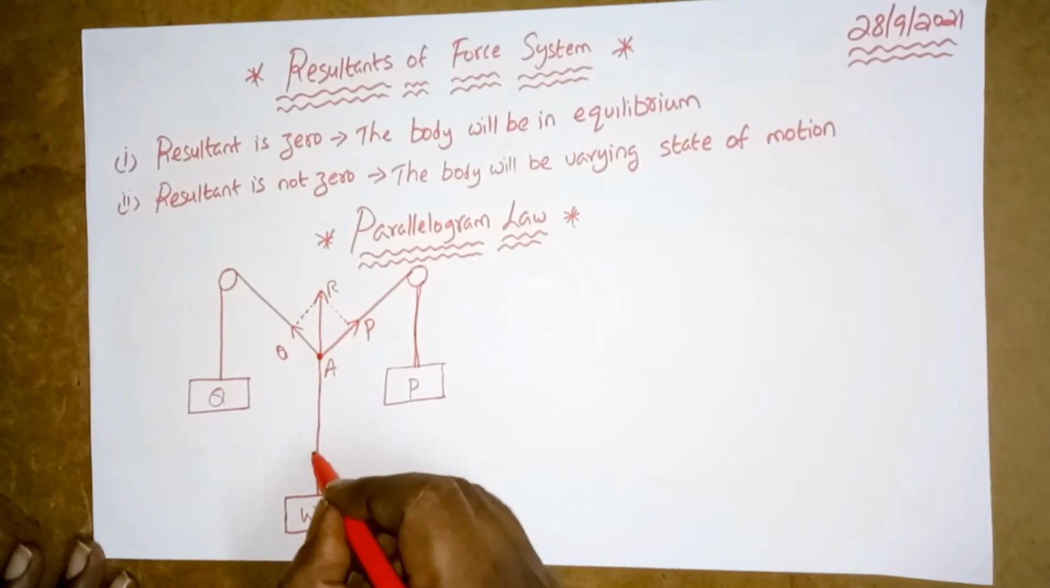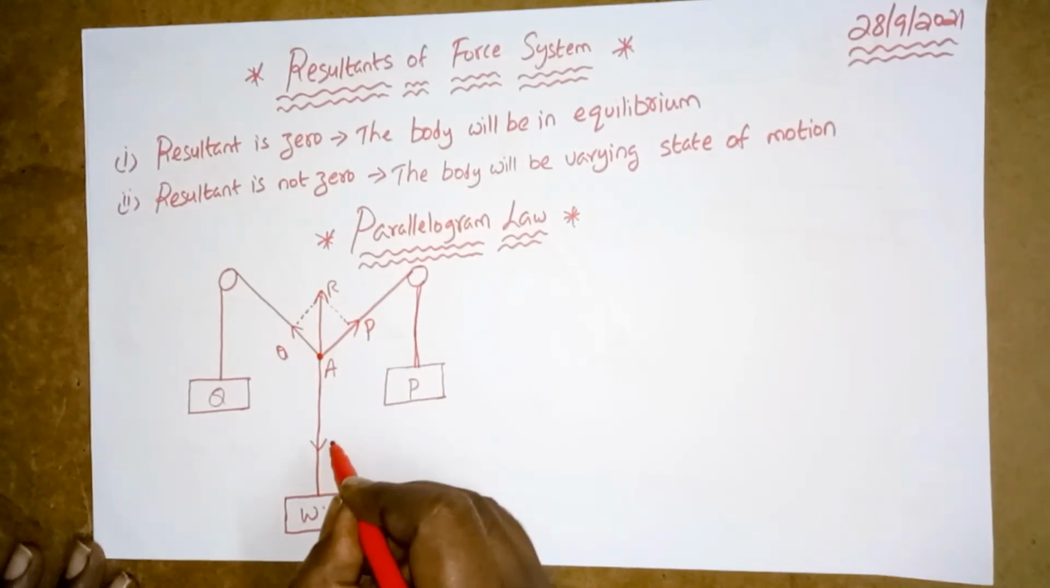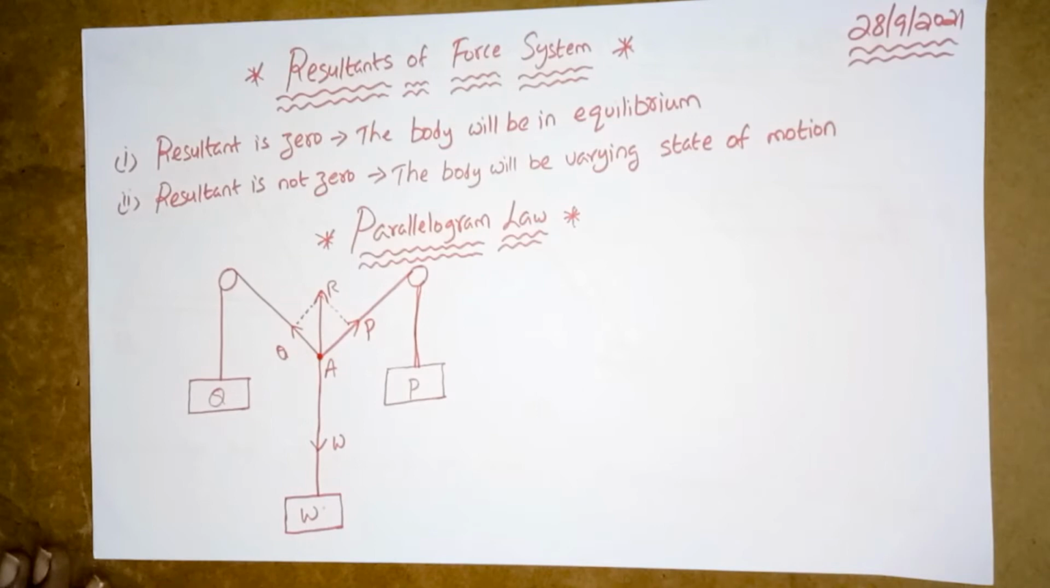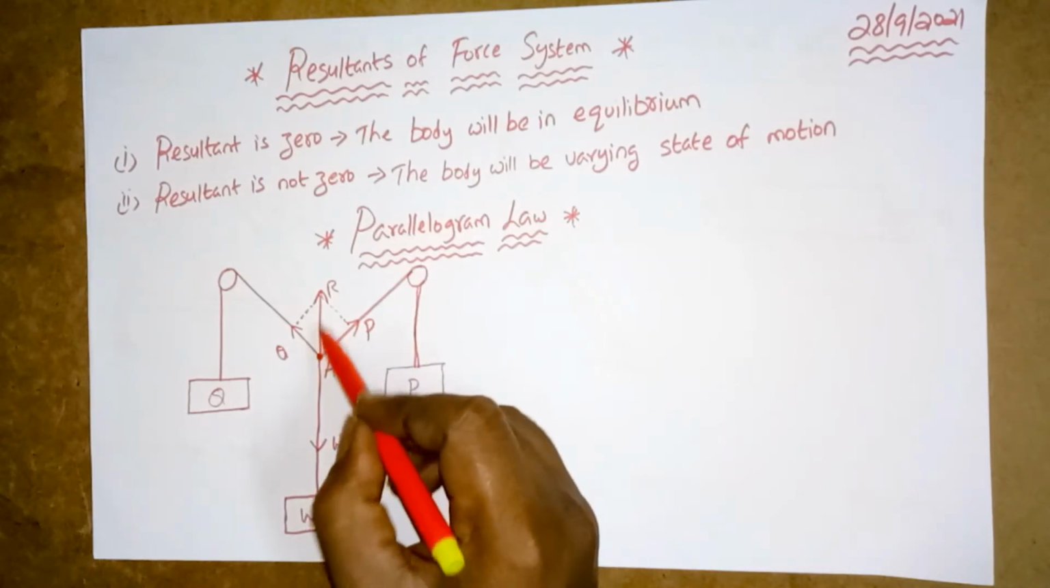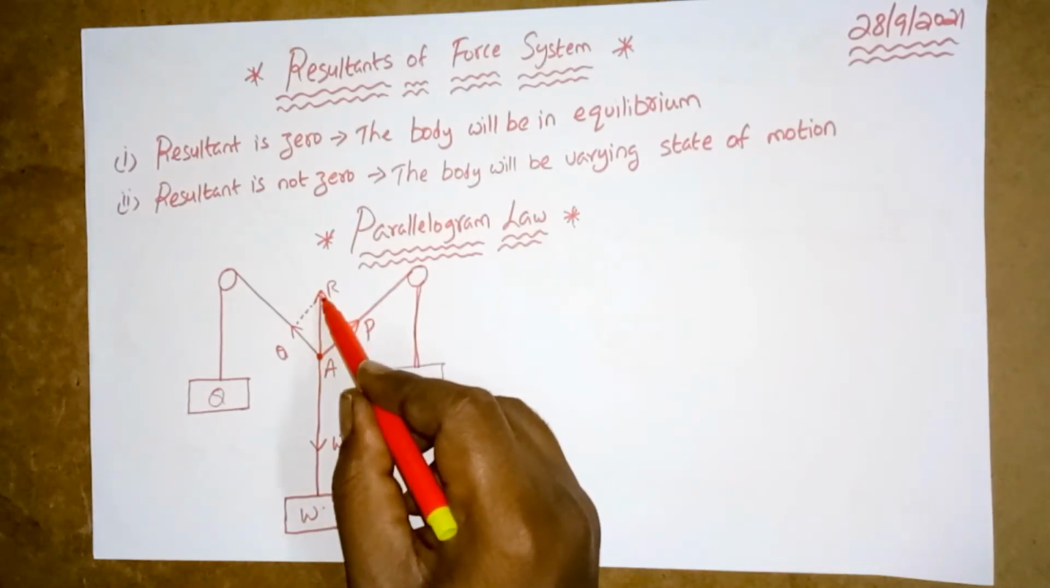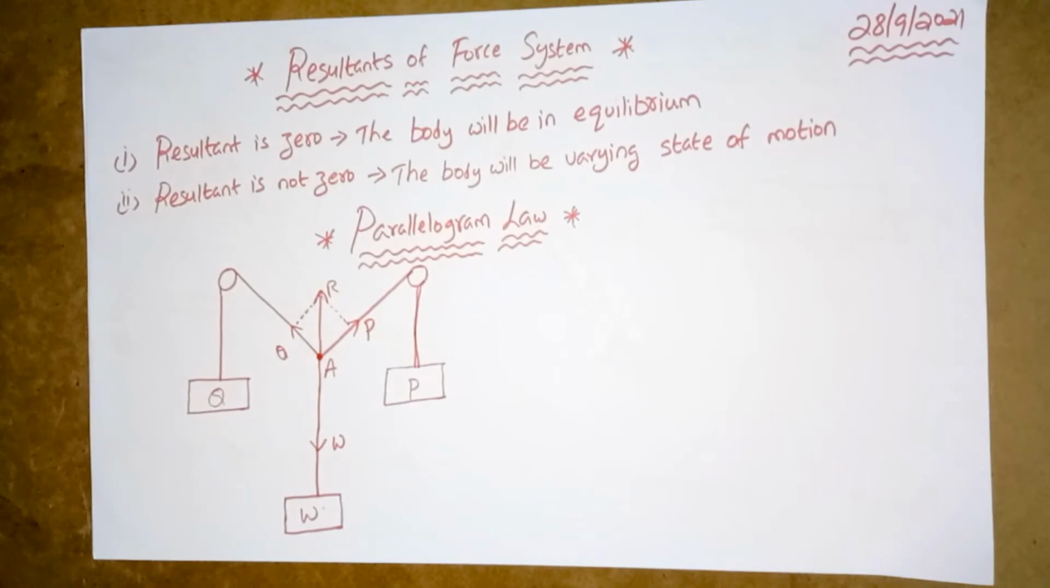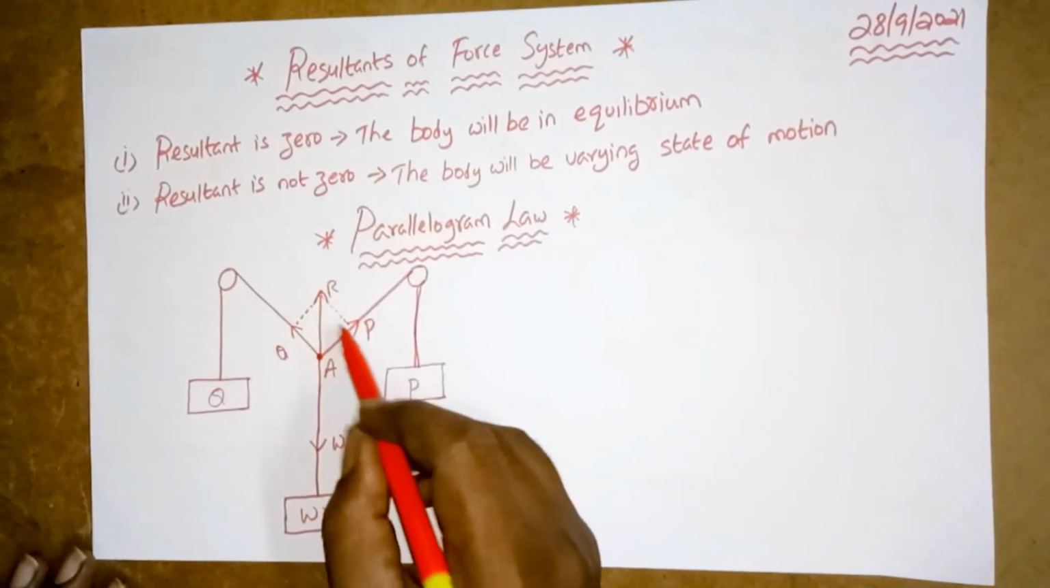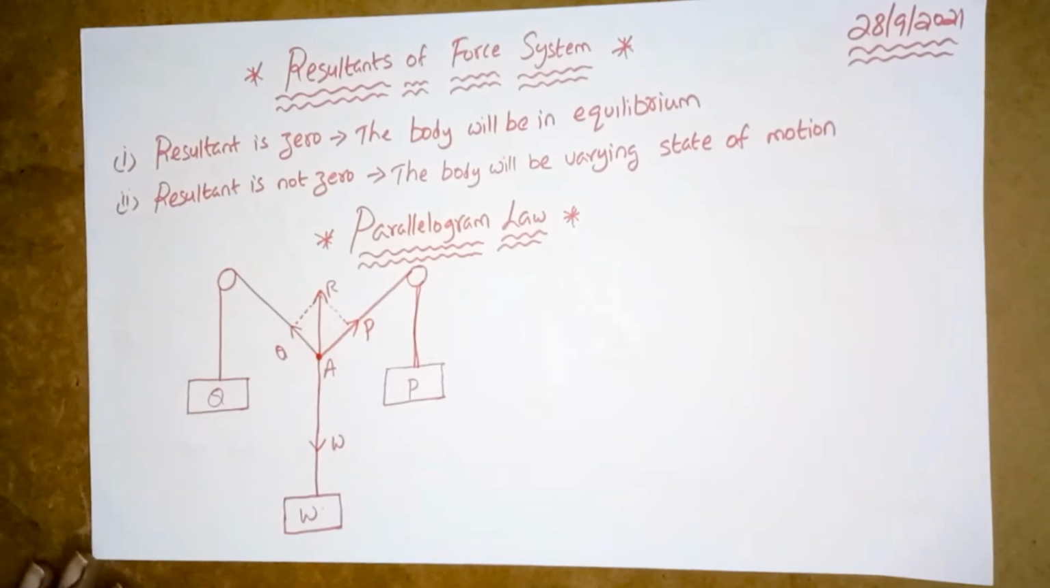So this is the vector W, right? We can show that the diagonal R of the parallelogram scales exactly to the value of W. It is exactly equal to this value of W, right? So in this entire experiment, we will come to know what the resultant is.